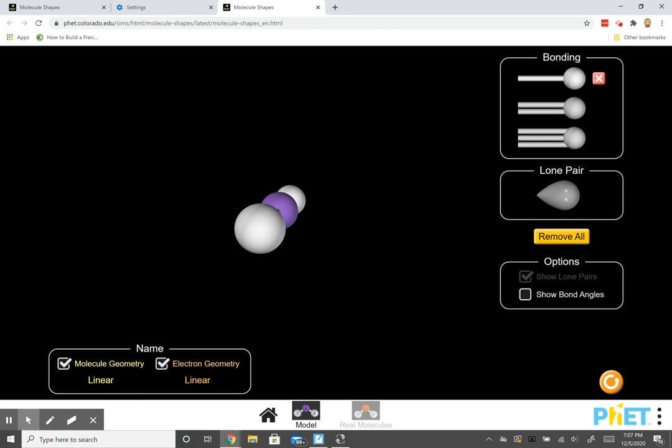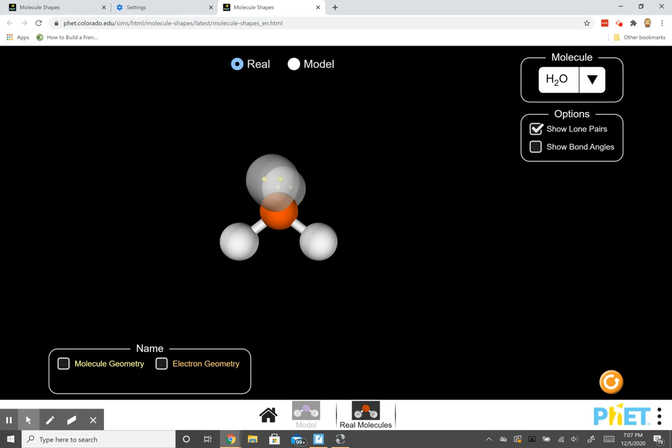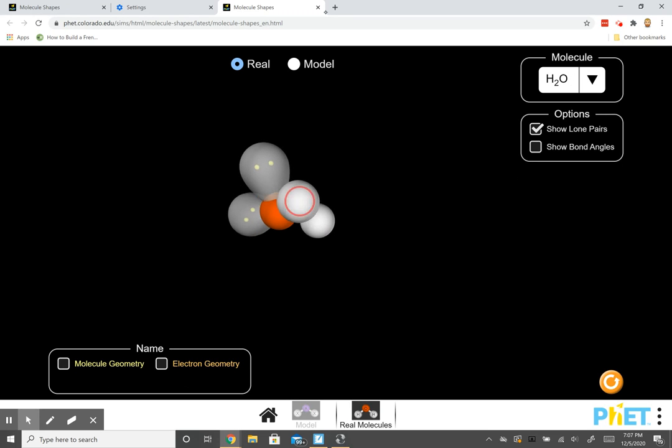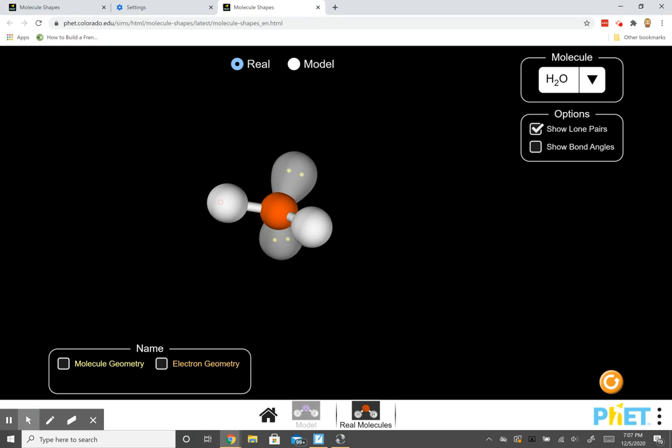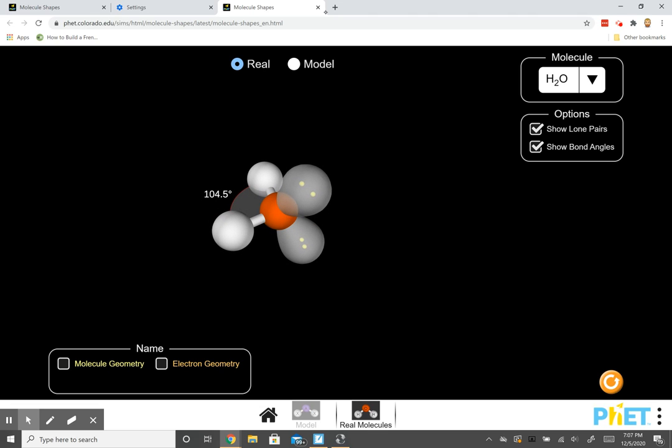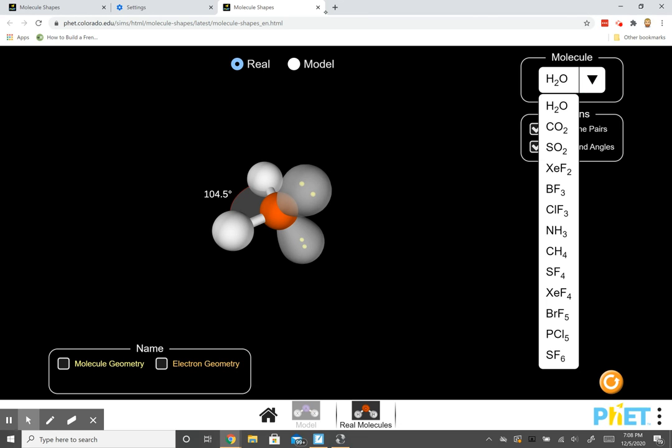And you guys are more than welcome to look at those. One of the ways that I like to show you that less than 109.5 is right here with water. It would be a bent 2. And you can see that its bond angle is 104.5. That's way less than 109.5.